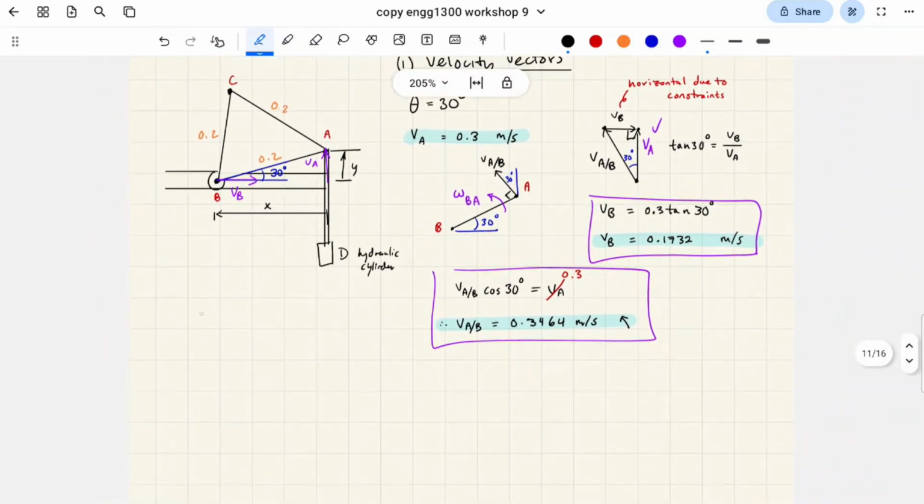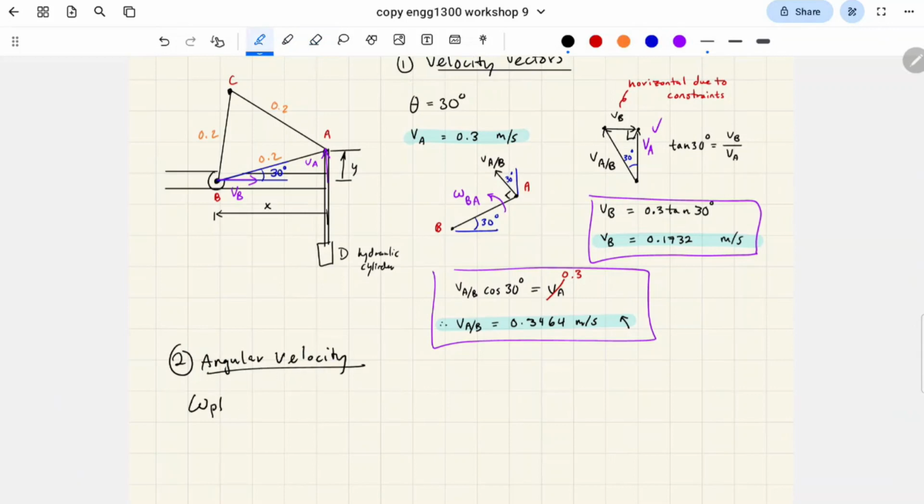Okay. So next, angular velocity. Omega of the plate, right? So the question wanted to find the angular velocity of the plate, and the angular velocity of the plate is just going to be the angular velocity of BA. So do you remember how I said earlier that triangle is basically just fluff? Well, it's because we're just focusing on that link there, which is between B and A. Put in our formula.